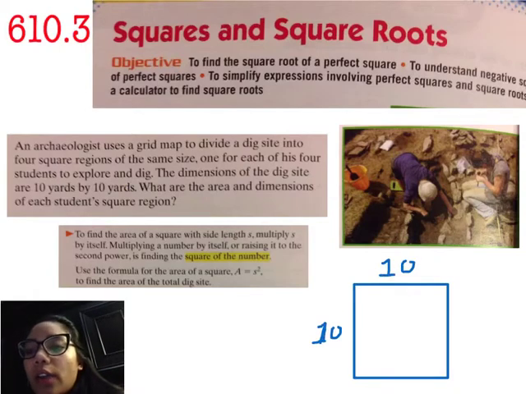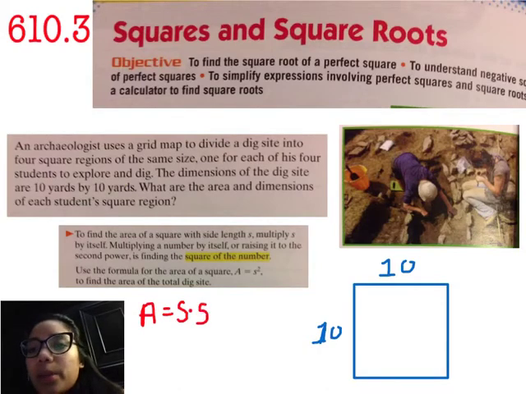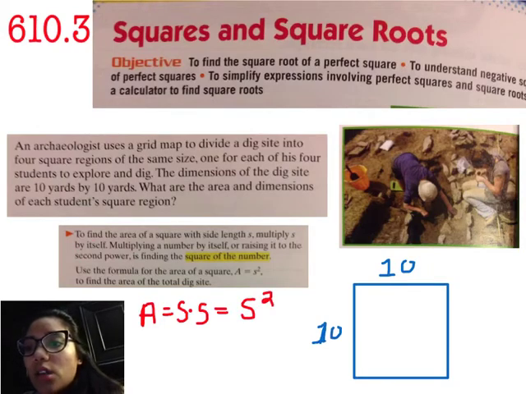Okay, well, if I keep reading, to find the area of a square with the side length s, multiply s by itself. So, to find the area of a square, generally speaking, you do area equals s times s, but a simpler way to say that is area equals s squared. So, if we're looking at our archaeologist, my side length is 10, so my area is going to be 10 squared, which equals 100.